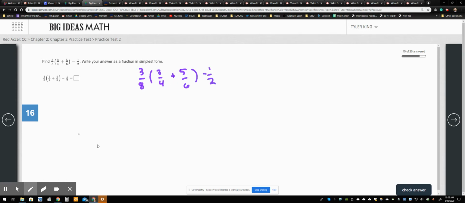Okay, so if we're looking inside of our parentheses first, we are going to see that we need to have the same denominator. So we're going to times this by 3 over 3, and we're going to times this one by 2 over 2. That way we can get our denominators to be the same.